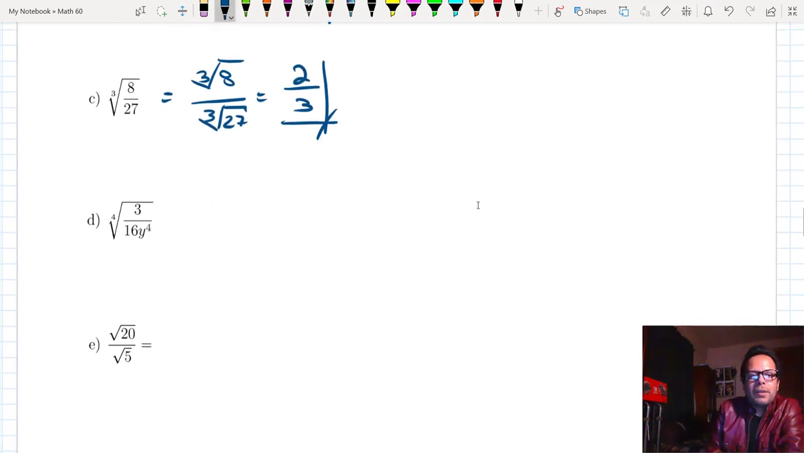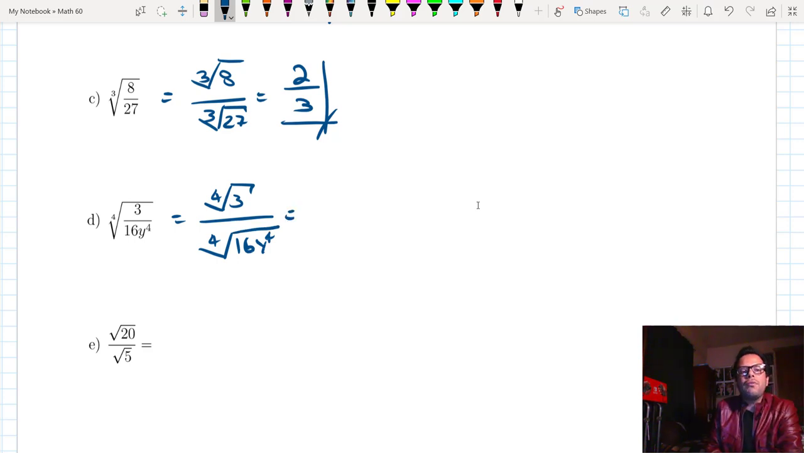Letter D, we're talking about 4th roots. Same concept, same idea. 4th root of 3 in the numerator, 4th root of 16y to the 4th in the denominator. Okay, so 3 is not a perfect 4th power. There's no way we can look for a number whose 4th power is 3, so just leave it like that, all right?